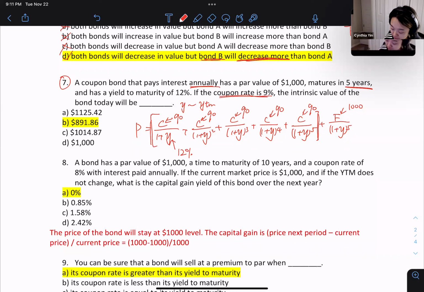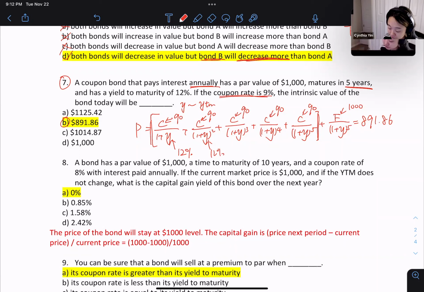So one thing, actually, because of the choices A, B, C, D, the numbers are very good. You actually don't need to calculate, but let's go through the very standard way. You just plug in those numbers, okay? Plug in all the numbers and you will get this result, $891.86. And this is the intrinsic value, and you just choose B. There's no confusion or anything. It's just the answer, the analytical solution.